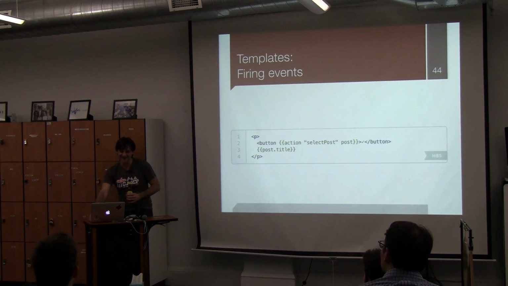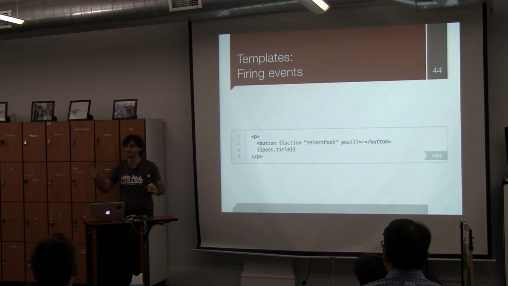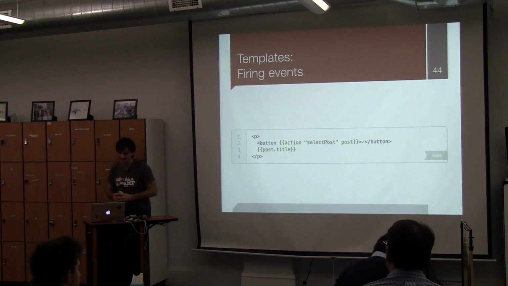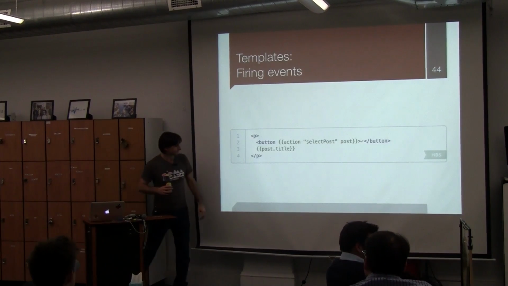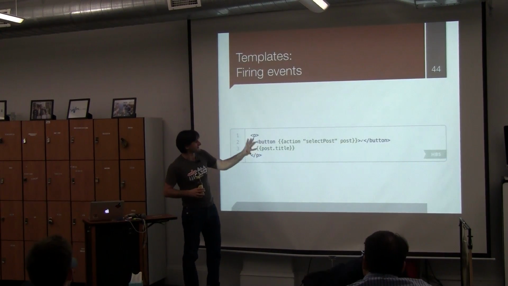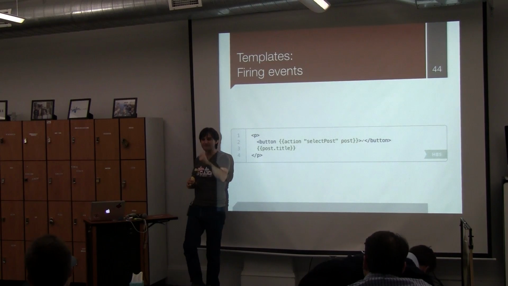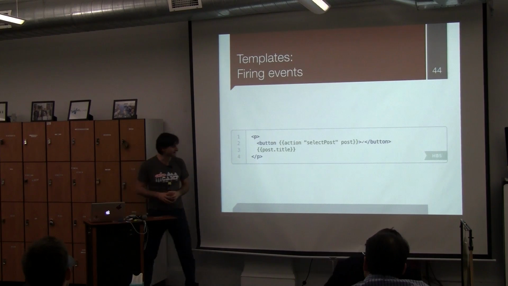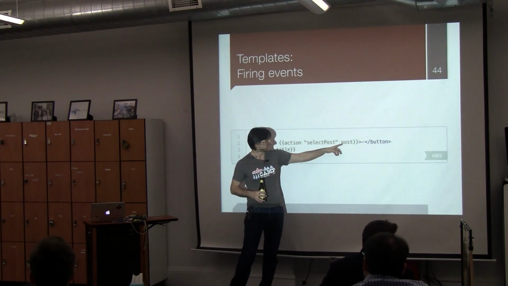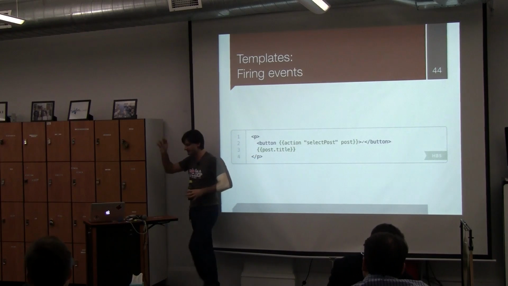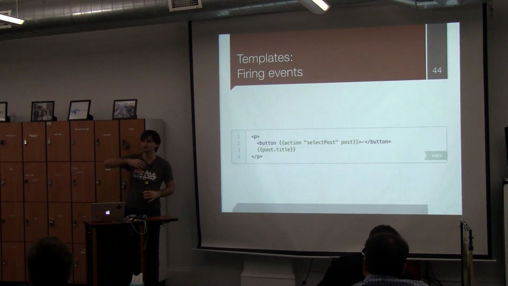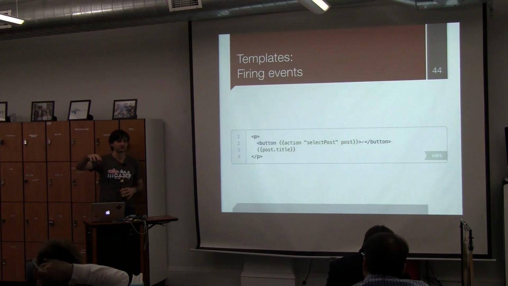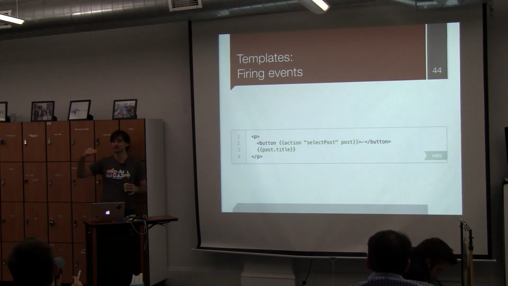Firing events, actions. So far we've just been observing and rendering. Now we're going to actually do something. We're going to let the user take some action in your application. The action helper basically enables the tag it's put on to send a message, to do something important like select post. It can send some data along with that event. In this case, it's going to send the post itself along with the event. That event gets sent to the controller. The controller has an opportunity to handle it. If you don't handle it in the controller, then it goes to the router.